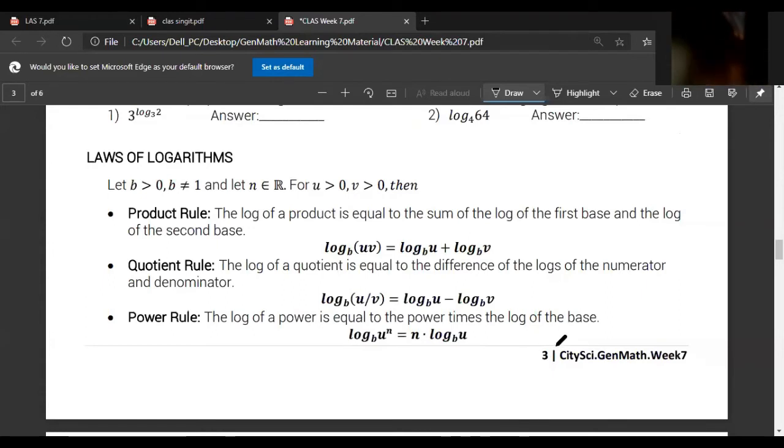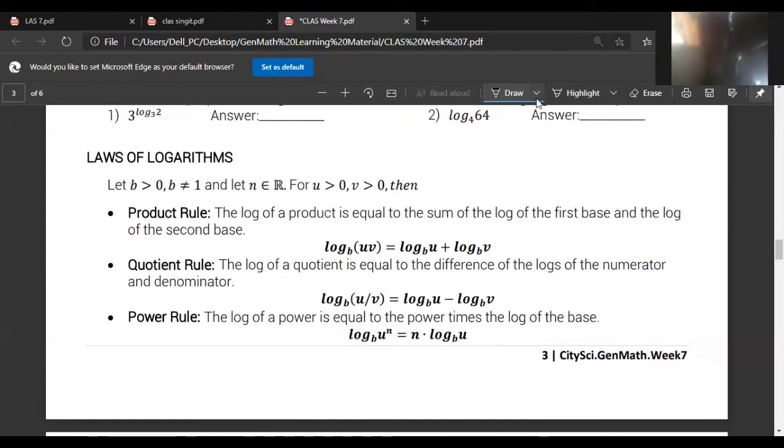So, ayan. So, sabi sa product rule, if we have logarithm of uv, or u times v with the base b, therefore, it is equivalent to logarithm of u to the base b plus logarithm of v with the base b. Okay. To give you example, sige, para may example kayo.